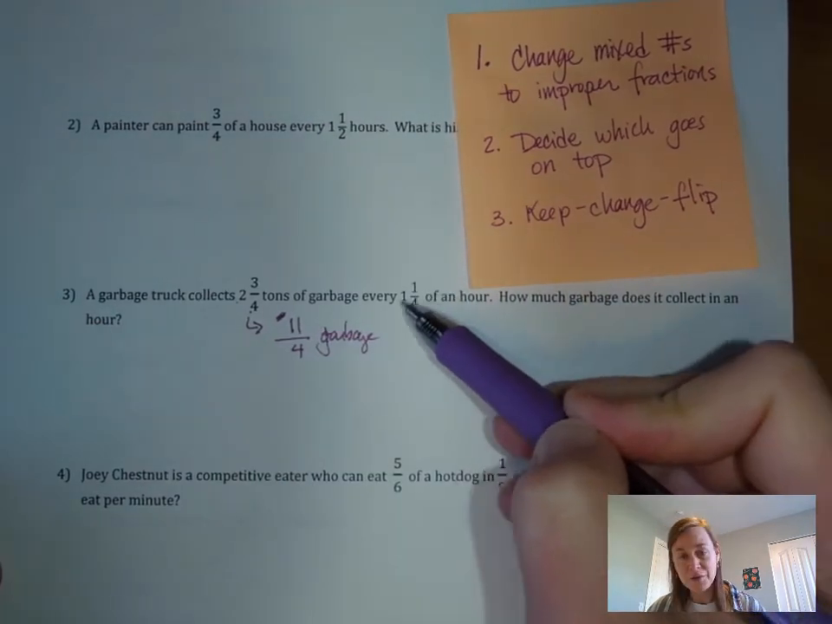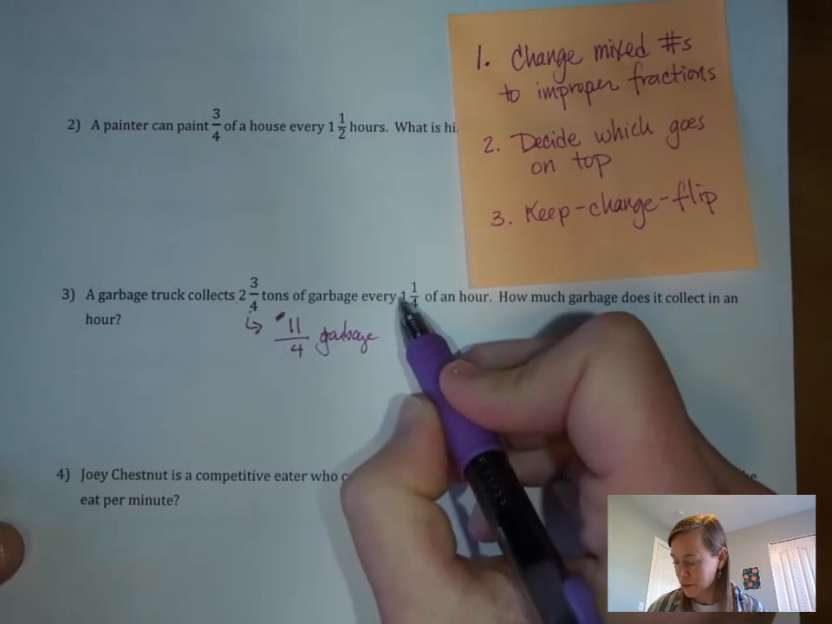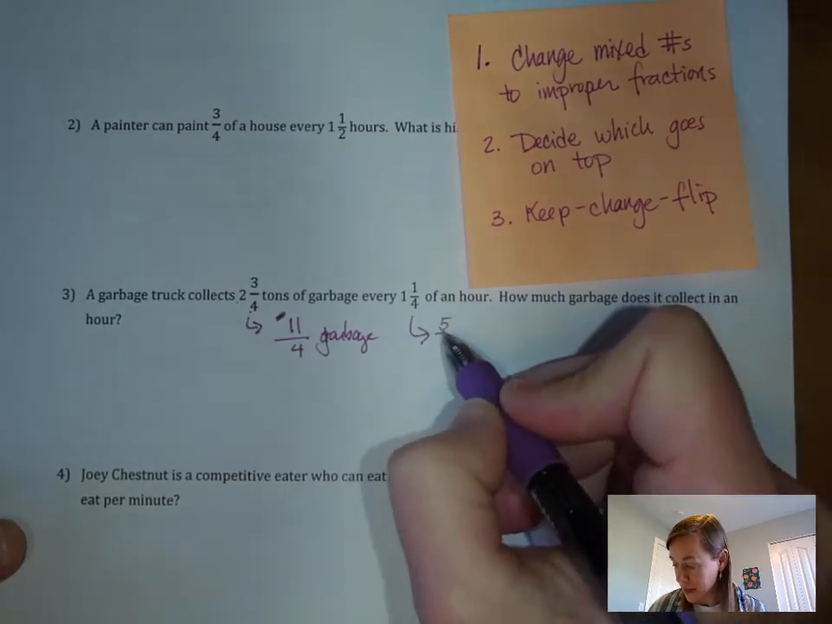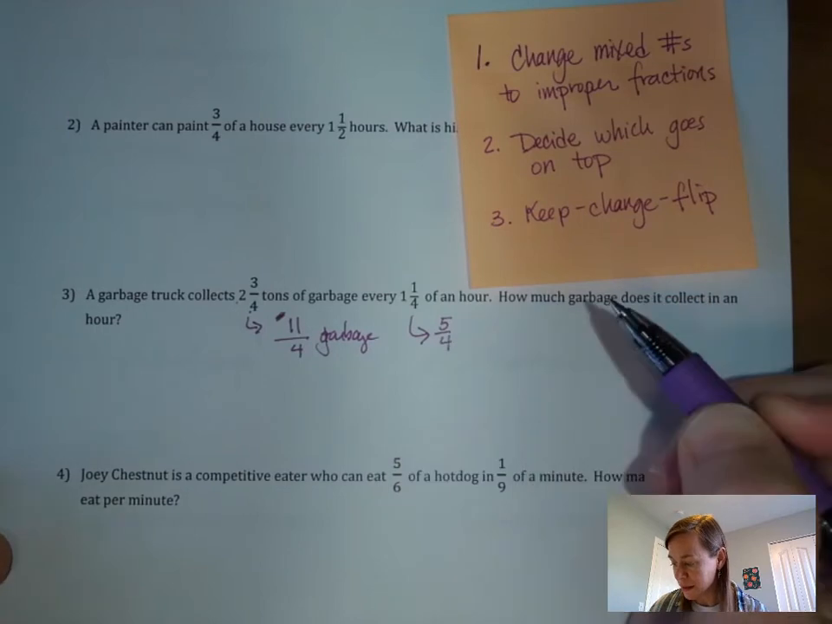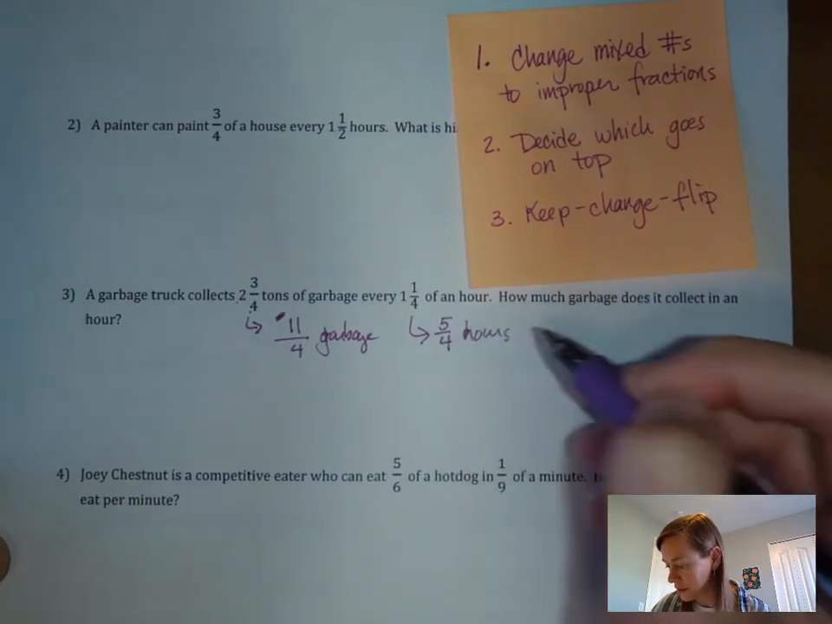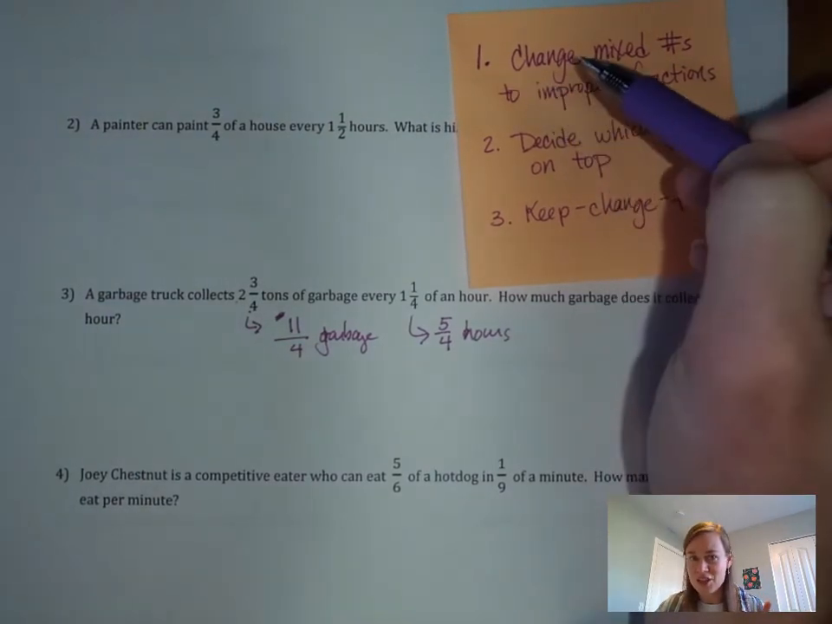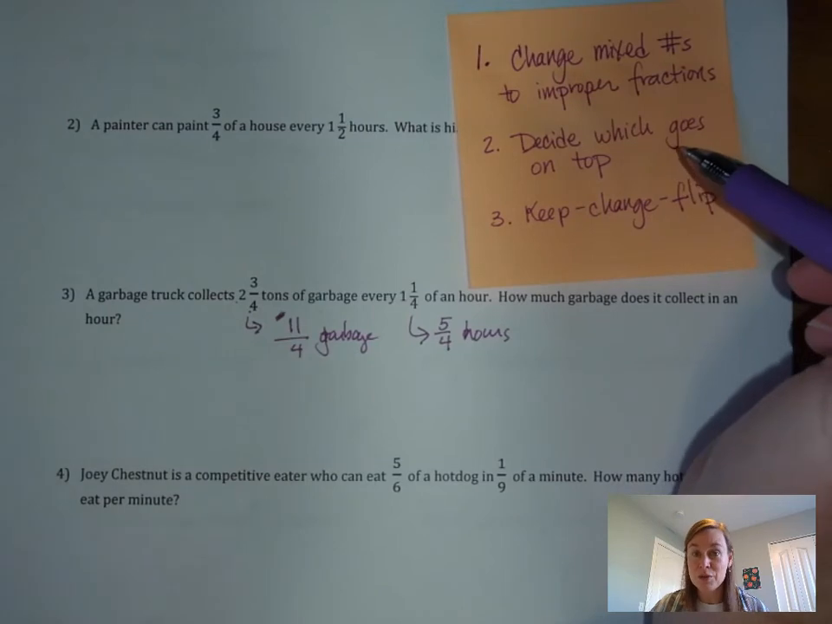And then 1 and 1/4, is that a mixed number? Yeah, let's change it also. Okay, 4 times 1 is 4, plus 1 is 5. And we still are going with a 4 on the bottom, and that's of an hour. 5/4 hours. Okay, so we've changed those to improper fractions. Check.